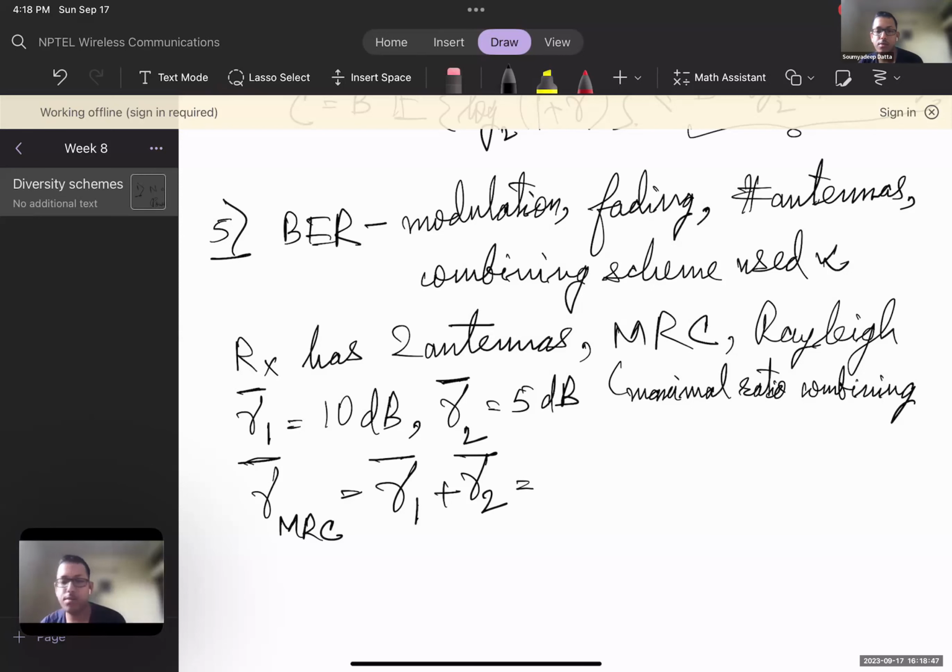And so my average comes out to be how much? Again, we need to be careful. These values are in dB, and this formula is in linear scale. So I cannot just add 10 plus 5 and make it 15 dB. That will give me the wrong answer. So this will be 10 to the power 0.1 times 10 plus 10 to the power 0.1 times 5 in linear scale. So can somebody give me the answer?